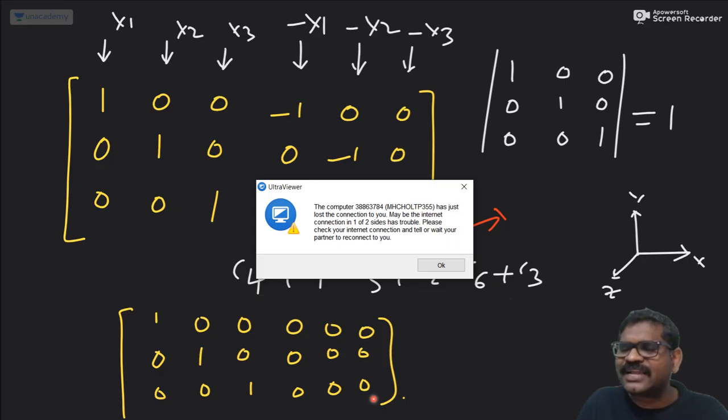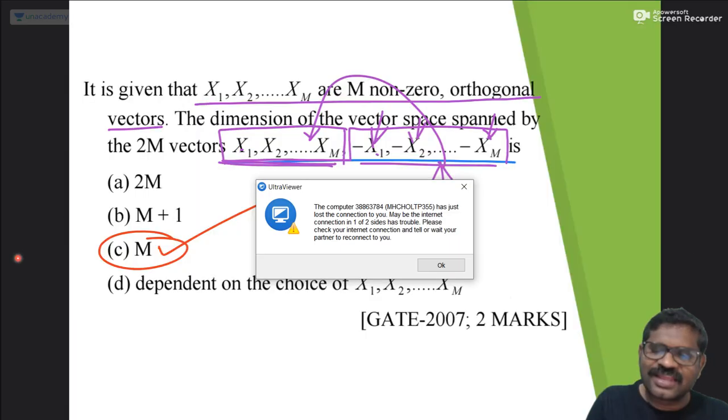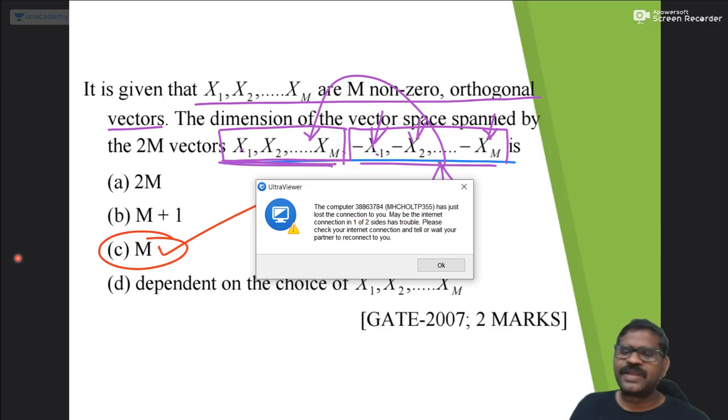What is the rank? Vishal Kumar, Mr. Akhtar, 3 only, na? So the dimension here is 3. So here the dimension is M. Understood?